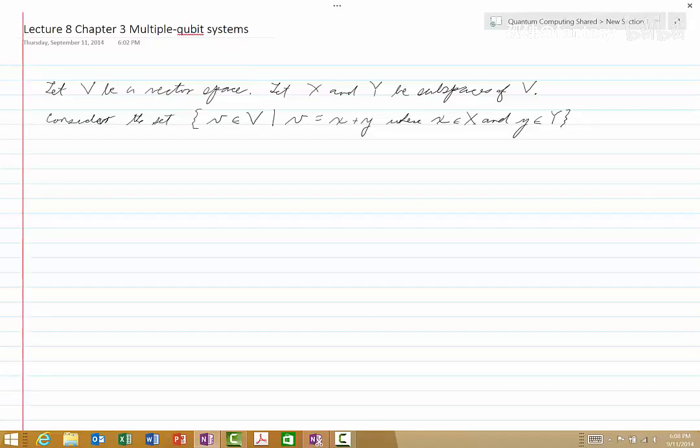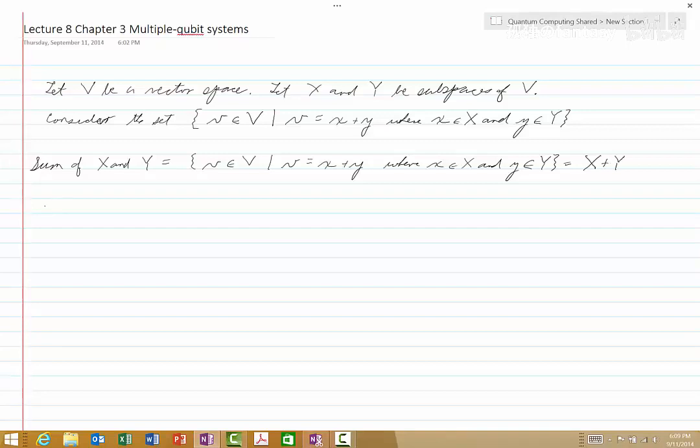Now, we called this set the direct sum of X and Y. However, if we're going to use that terminology, we need to throw in one more fact. So let's be a bit more precise now and first define the sum of X and Y. It's the set of all vectors in V such that V can be written as x plus y, where little x is an element of X, and little y is an element of Y. And by the way, that is written as X plus Y.